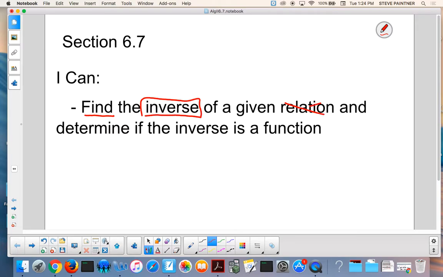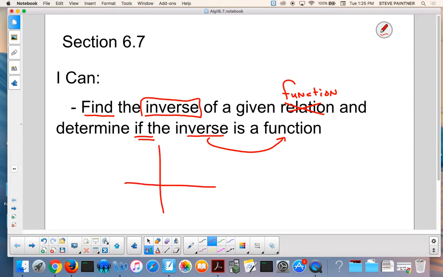And I'm gonna do this. I'll give you a function today, and I want you to find the inverse of the function. And once you find the inverse, tell me if the inverse is a function. Well, here's how you're going to tell me. It's going to be a graph, guys. You're going to graph the inverse.